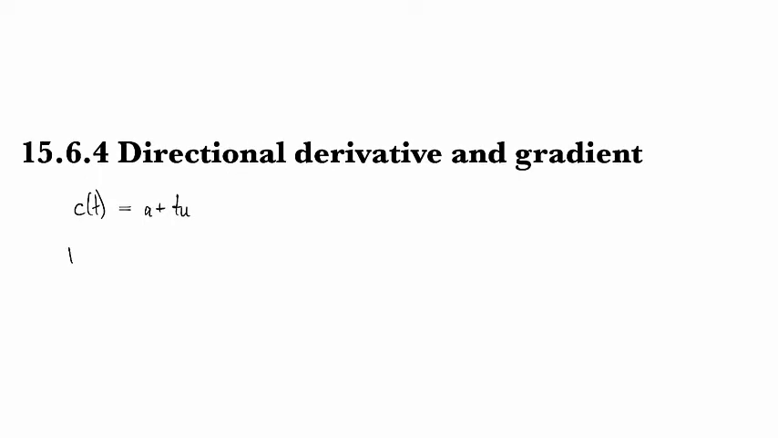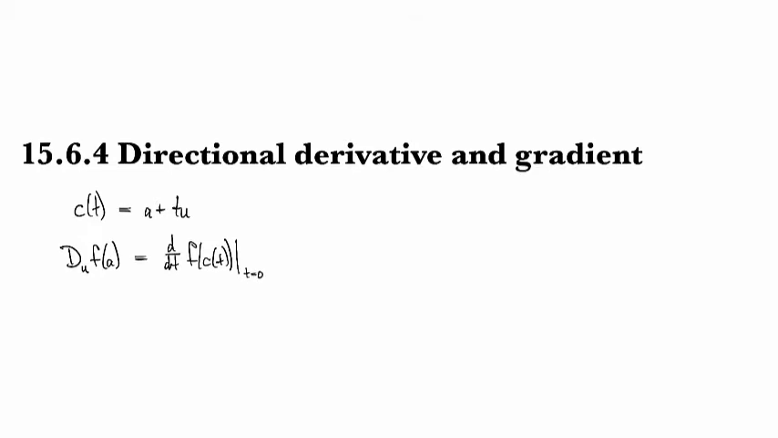In the previous clip, we saw that if we constrain to a straight line path, a plus tu, then we can understand the directional derivative of f in direction u at location a as being the derivative with respect to time of f of c of t evaluated when t is equal to 0. Notice that c of 0 is a, so that gives us the right location.